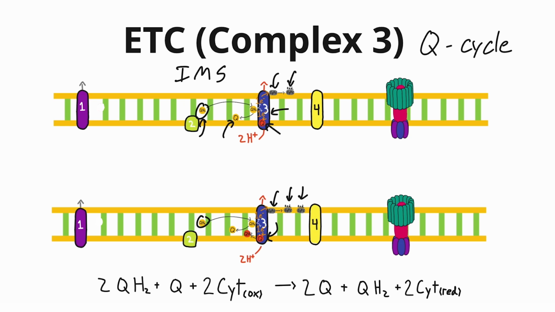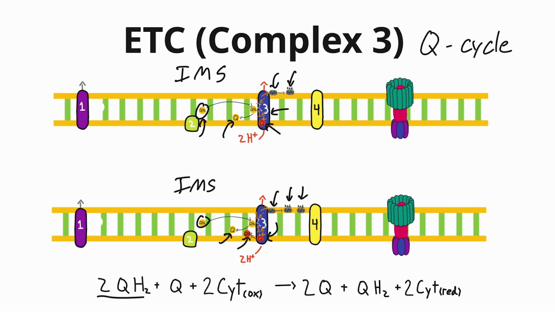After it gains that second electron, it's fully reduced and it becomes a reduced version of coenzyme Q, or ubiquinol. And once again, the reduced coenzyme Q that donated those electrons turns back into the oxidized form. During the second step, there are again 2 more protons pumped into the inner membrane space. Now let's look at the net reaction.